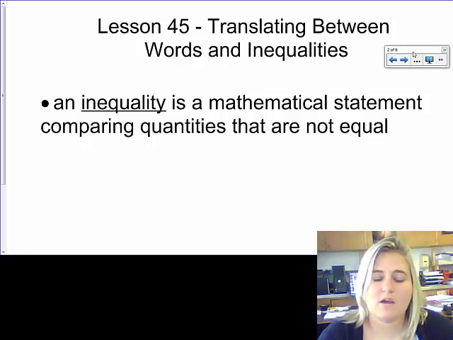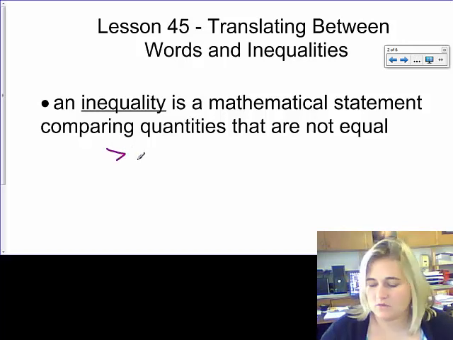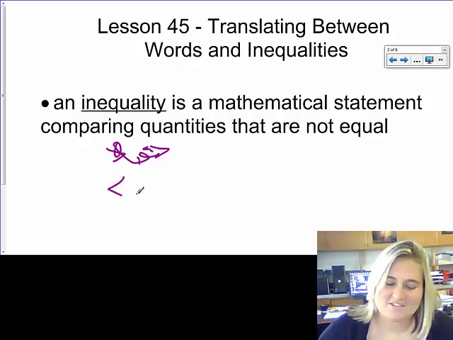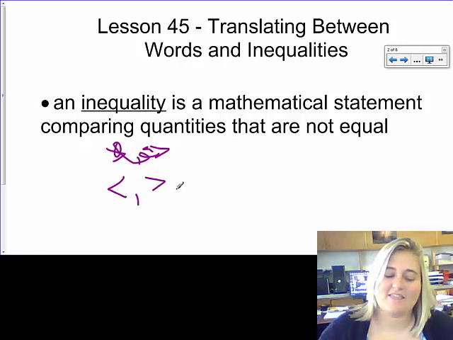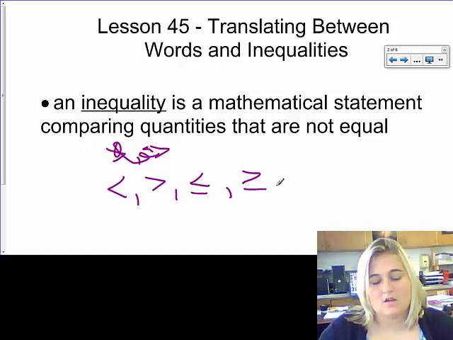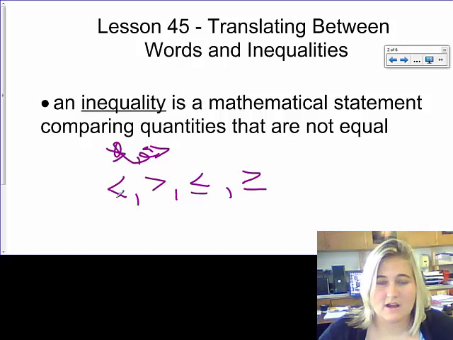Our inequality symbols are less than, greater than, less than or equal to, and greater than or equal to. If you need to write the names of those down in your notes, I would absolutely do that. You can rewind and play that back. Less than, greater than, less than or equal to, greater than or equal to. Those are our 4 inequality symbols.